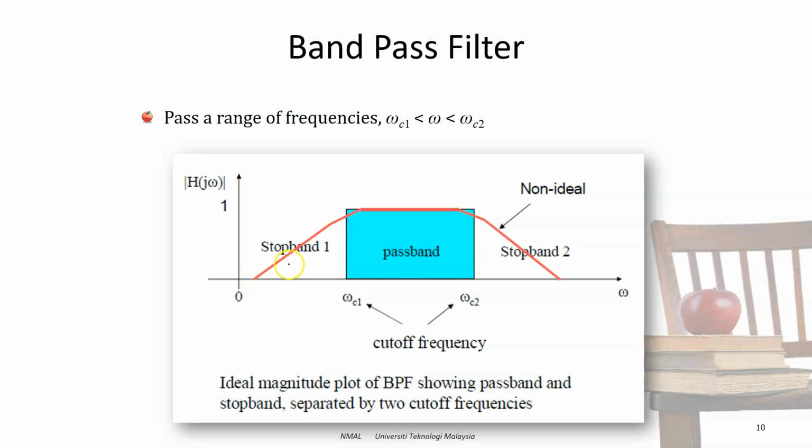And we can see the non-ideal shape, a gradual transition, and omega c is defined here as 0.707 of the ideal magnitude, or 3 dB down from the ideal magnitude. So this is the cutoff frequency for the pass band. There will be two, and only the signals in between these cutoff frequencies can go through this band pass filter.